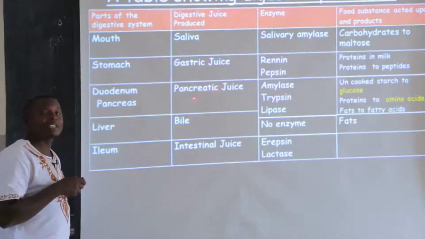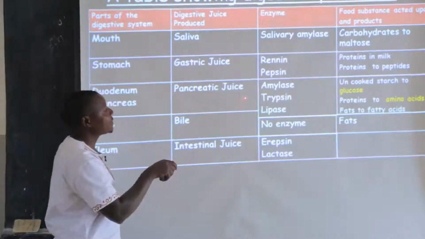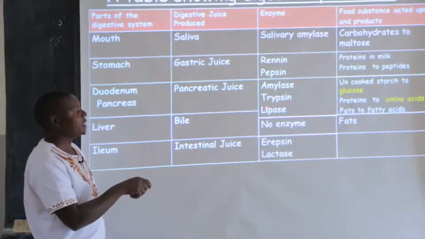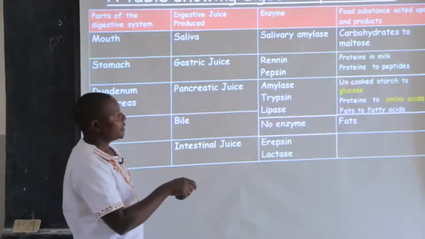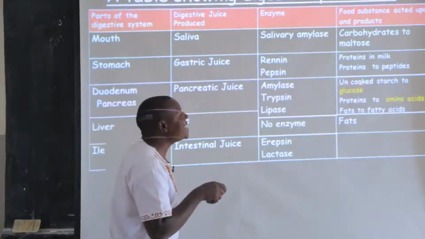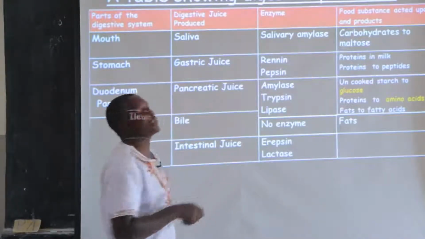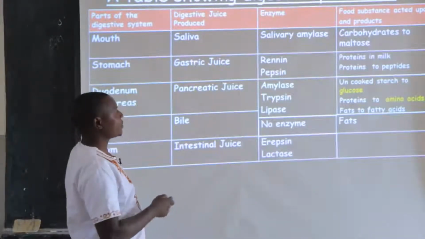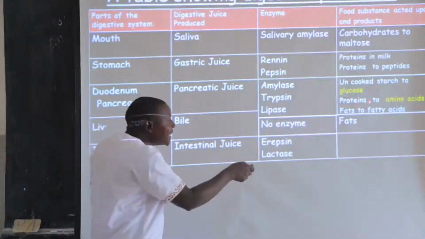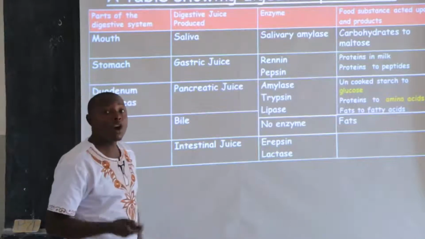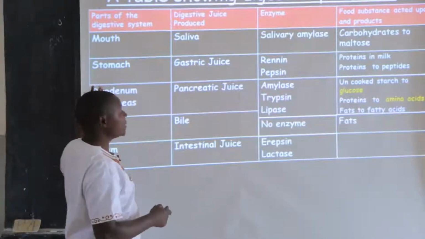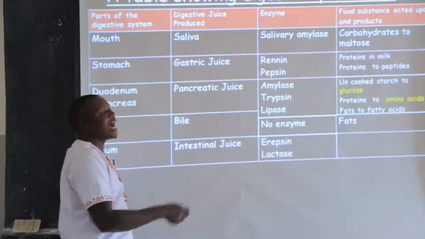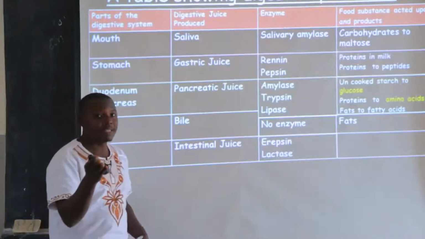Now, we go to the pancreas. The pancreas produces pancreatic juice. Pancreatic juice contains three enzymes, that is pancreatic amylase, trypsin, and lipase. Amylase breaks down uncooked starch to glucose. It changes it to a simple sugar called glucose. Trypsin breaks down proteins and changes them to amino acids. That is, we are talking about the duodenum. Lipase breaks down fats to fatty acids and glycerol. I think you can remember that.